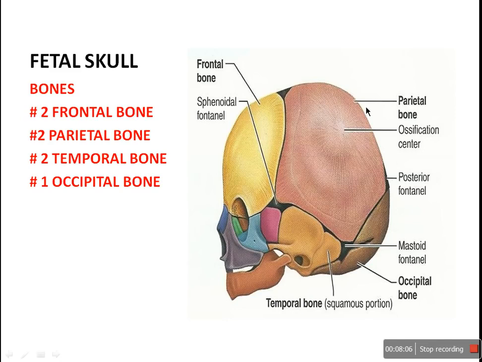Then two parietal bones. Don't look at the other things mentioned here, just focus on what I am telling. This is one parietal bone. On the other side there is a second bone. So two frontal bones, two parietal bones, and two temporal bones. See here the temporal bone. One bone is here and the other is on the other side. And one occipital bone. This is the last bone, called the occipital bone. So in the fetal skull you can see two frontal bones, two parietal bones, two temporal bones, and one occipital bone.